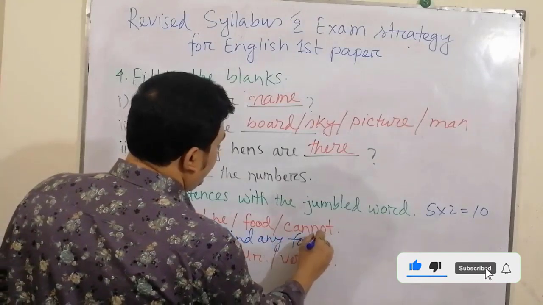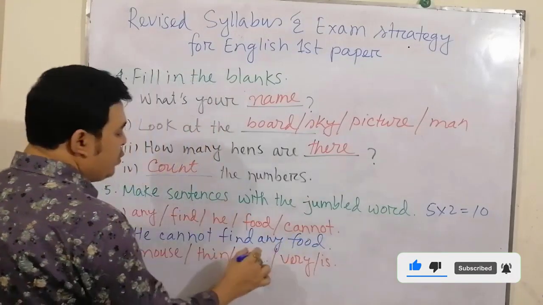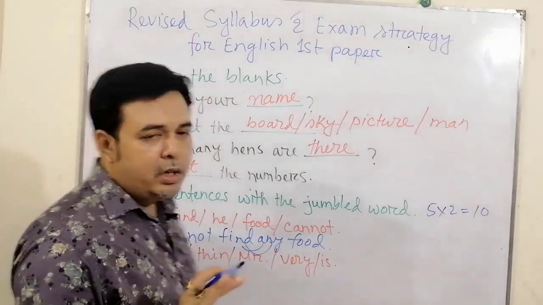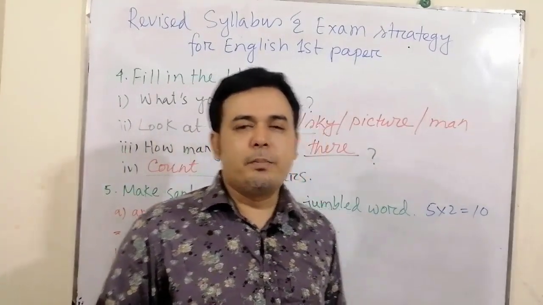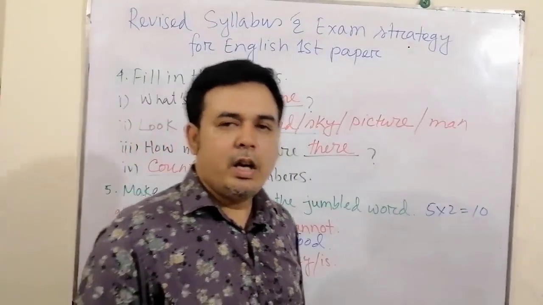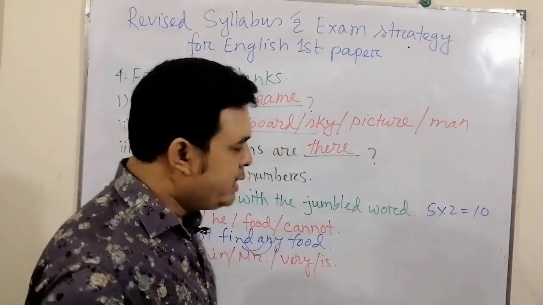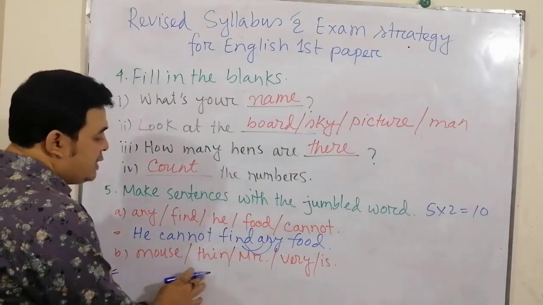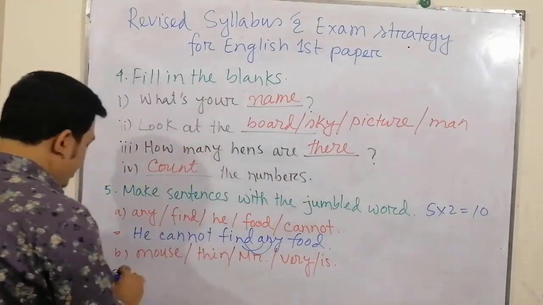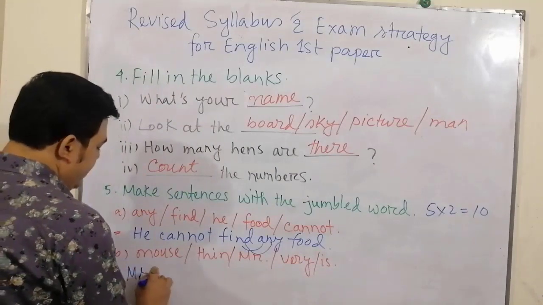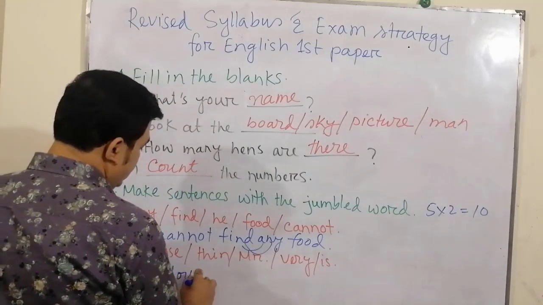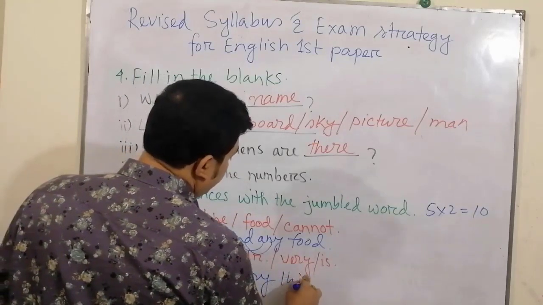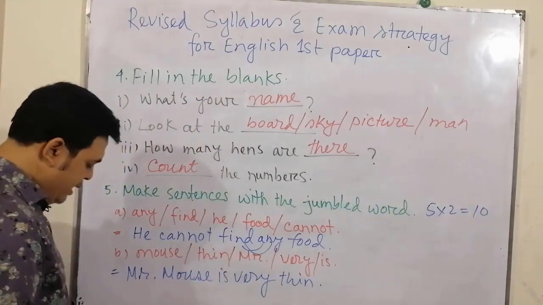If just one word is jumbled or not in the right position, you don't have any scope to get partial marks. You will lose the full mark, so you have to be very careful. Another one: "mouse, thin, Mr., very, is." What will be the answer? "Mr. Mouse is very thin." That is the answer.